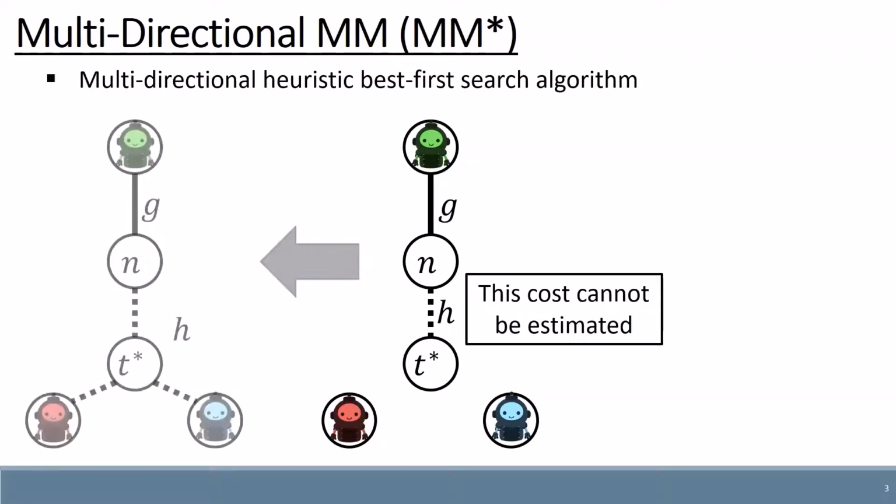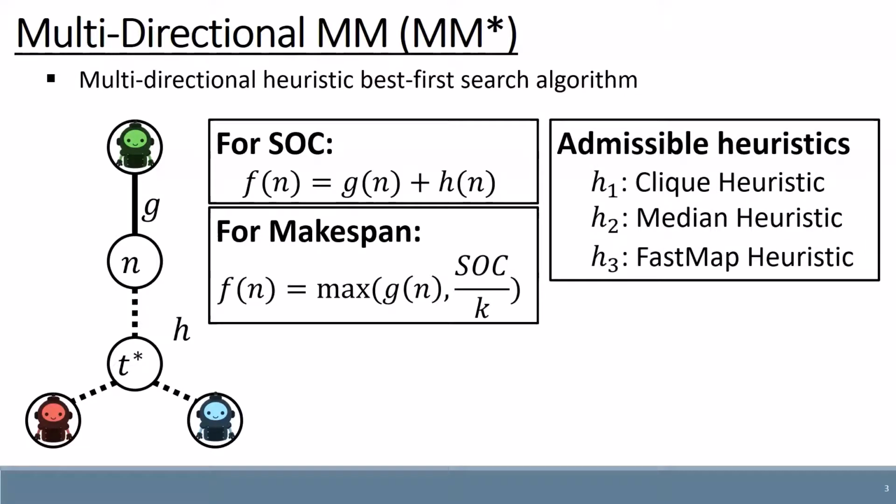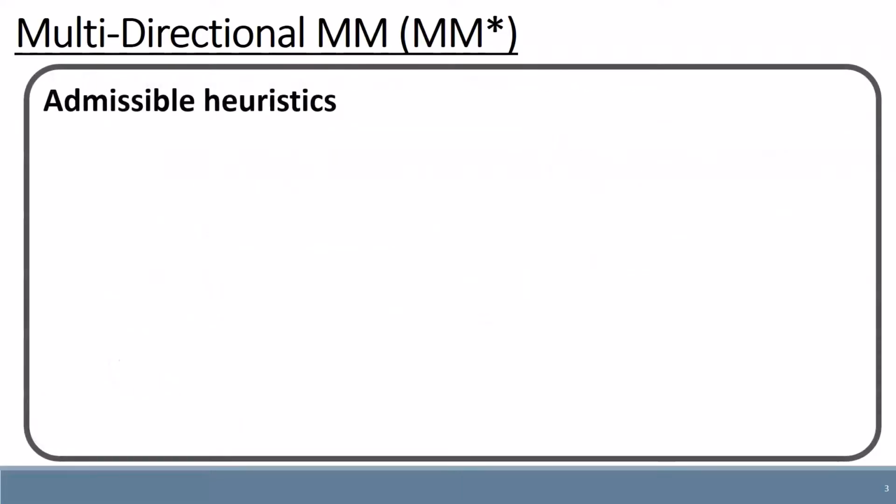Thus, the heuristic function estimates the cost to the optimal meeting location plus the cost of the other agents to get to that location. We use this heuristic for minimizing either sum of costs or makespan, and we suggest three such admissible heuristic functions. I now briefly explain each of these heuristic functions.